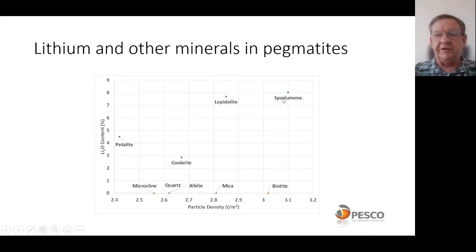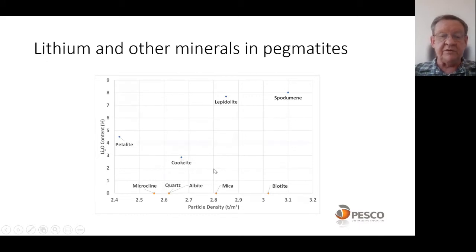And if we start in the top right-hand corner, we have spodumene, which is a density of around 3.1 and a maximum lithium content of 8.03. We then have lepidolite, which has a density of about 2.86 and a maximum lithium content of about 7.7. We have petalite, which is a density of around 2.4, 2.45. There's a maximum lithium content of 4.5. And then you also get cookeite, which is around about 2.68 density and it's got less than 3% lithium.